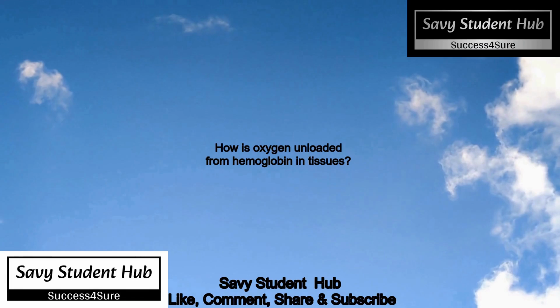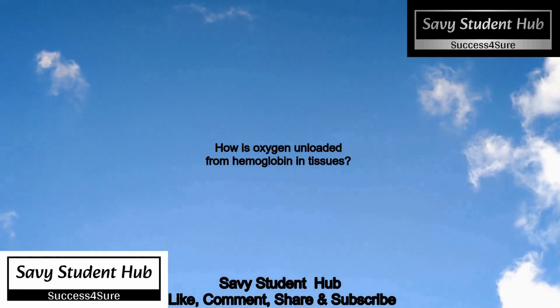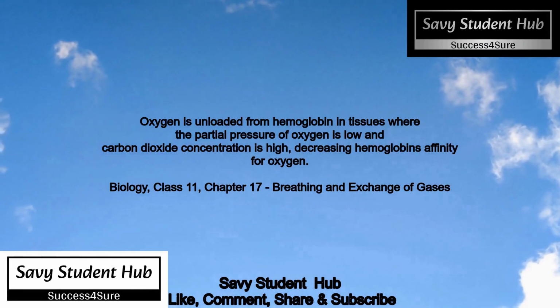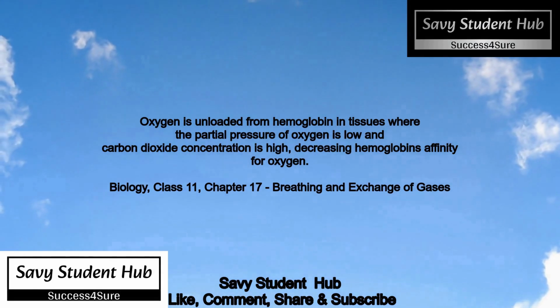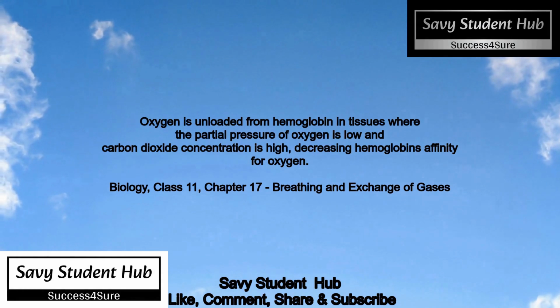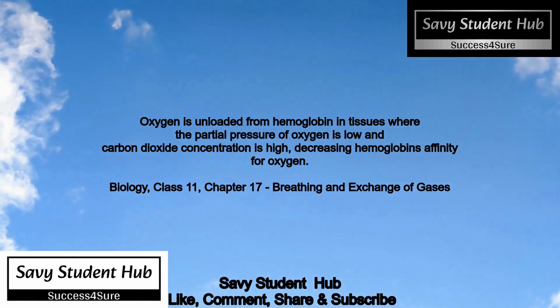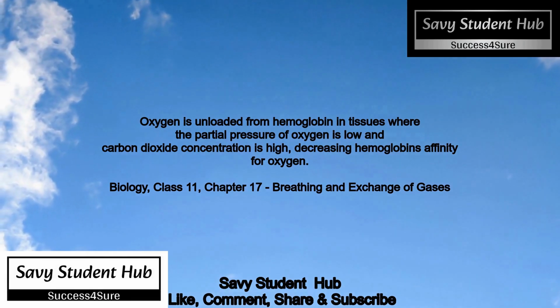How is oxygen unloaded from hemoglobin in tissues? Oxygen is unloaded from hemoglobin in tissues where the partial pressure of oxygen is low and carbon dioxide concentration is high, decreasing hemoglobin's affinity for oxygen.